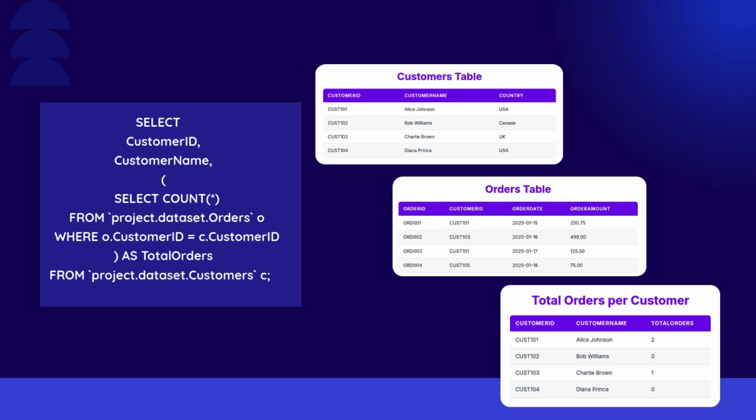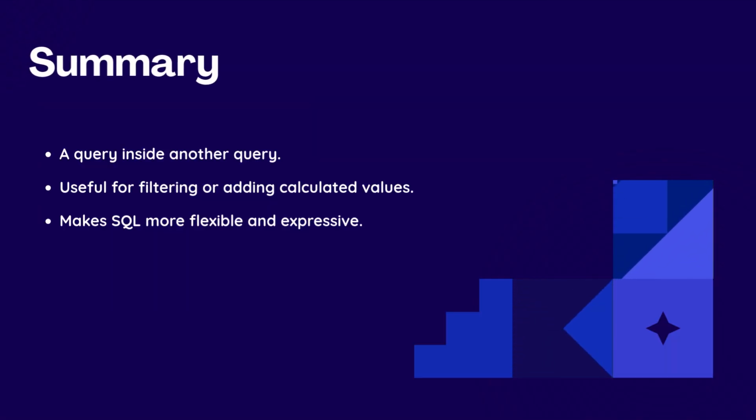result. So, subqueries can be used for filtering results, as in the first example, or for adding calculated values, as in the second. And that's a quick introduction to subqueries in BigQuery. We started with a definition, then saw two examples. One using a subquery in the where clause, and one in the select clause. In the next video, we'll explore common table expressions, or CTEs, which make queries easier to read and manage.